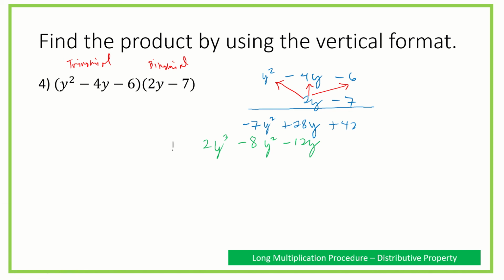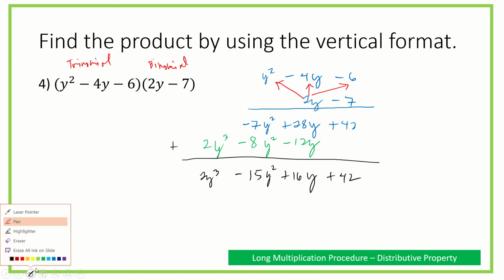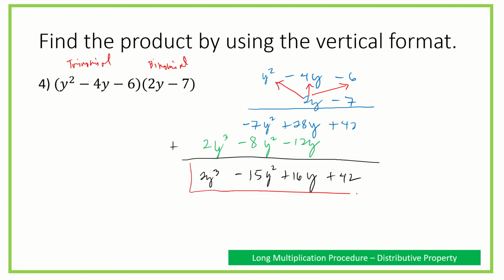Then finally, we add. So 2y cubed. Negative 7 plus negative 8 is negative 15, because they have the same sign. Same sign, add and keep the common sign. Then y squared. 28 plus negative 12. In other words, 28 minus 12. So that's a positive 16y. Then plus 42. And this is our final answer.